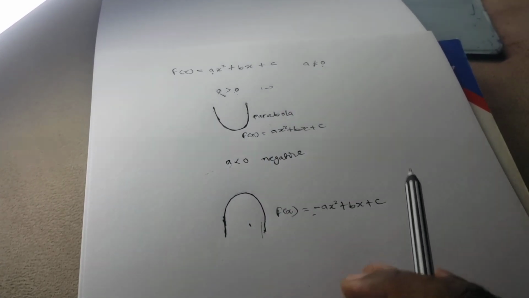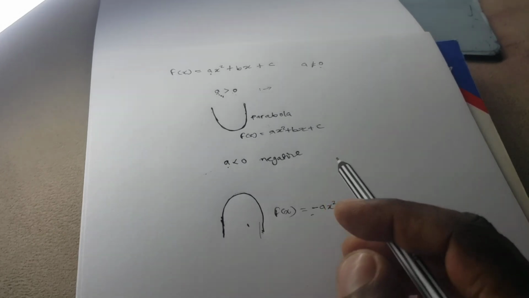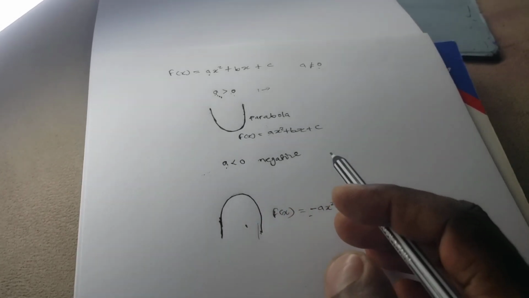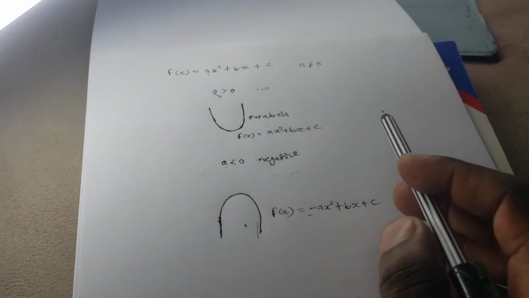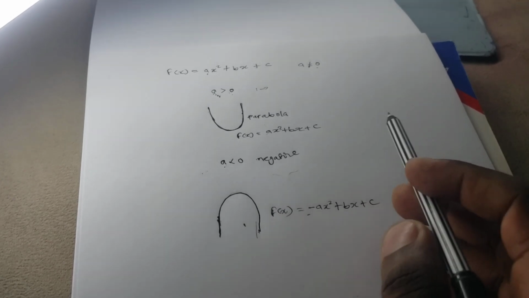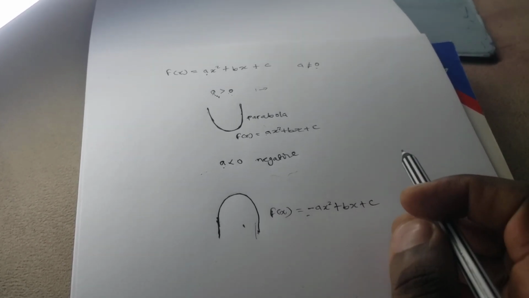All right. Then how do we get to identify if the parabola will have a maximum value or minimum value? Let's check it out in the next video.